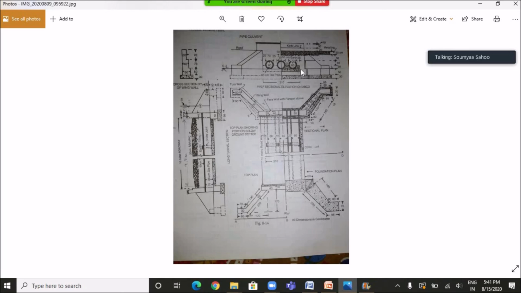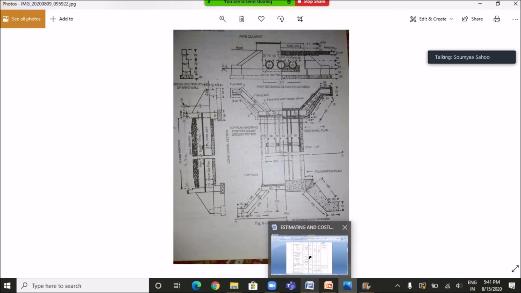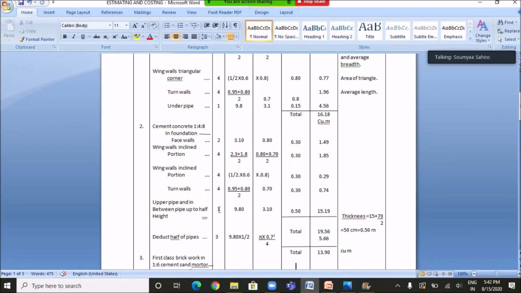So 35 plus 15 is equal to 50 centimeter, and its width is 3.1 meter, and the length of excavation for under pipe we have already calculated it here as 9.8 meter. So similarly for the case of cement concrete work also, the length would be 9.8 meter, width would be 3.1 meter, and the height will be 0.5 meter, as the depth of under pipe is 0.15 meter and half of the diameter of pipe is 0.35 meter. So if you add 0.35 with 0.15, then the total depth would be 0.5 meter. So the number is 1, length is 9.8 meter, width is 3.1 meter, and the depth is 0.5 meter, and the quantity is calculated as 15.19 cubic meter.